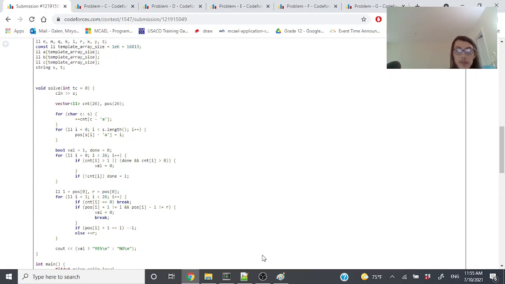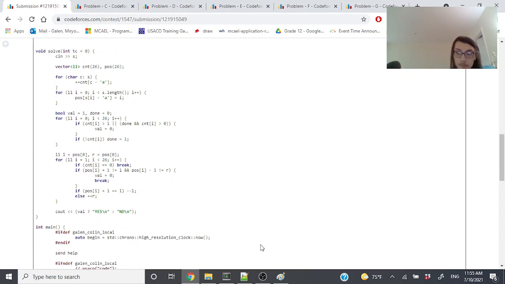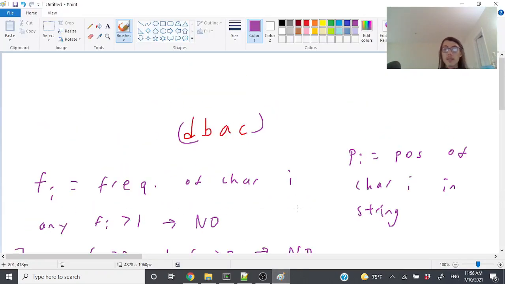So if we have any frequency greater than 1, or we've concluded that we shouldn't have any more characters, but we do, then it's not possible. And if we don't have this character, then we shouldn't have any greater characters. Now we take the interval at the position of A. Now for each next character, if we don't have any more of this, then we're done with the string.